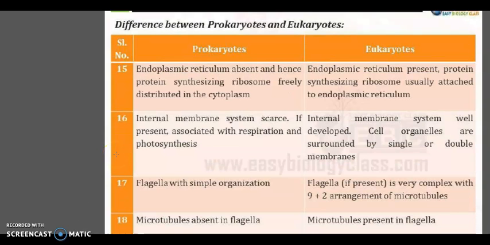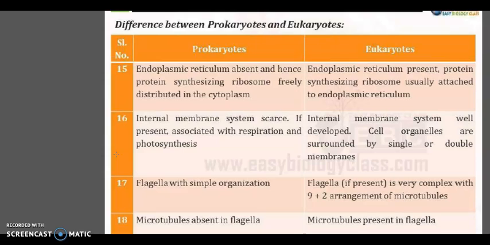In prokaryotes, endoplasmic reticulum is absent. Hence, the ribosomes, which are responsible for protein synthesis, are freely distributed in the cytoplasm, whereas in eukaryotes, since endoplasmic reticulum is present, the protein-synthesizing ribosome is usually attached to the endoplasmic reticulum. In prokaryotes, the internal membrane system is very scarce. If it is present, it is associated with respiration and photosynthesis. Whereas in eukaryotes, the internal membrane system is well developed and the cell organelles are surrounded by single or double membranes.